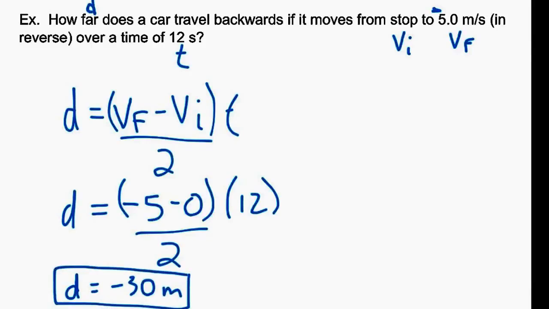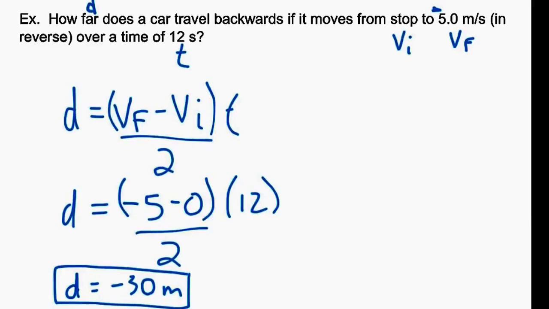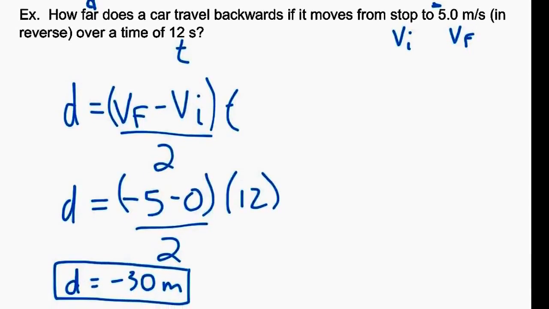Does it make sense that our distance is negative? Sure. The car was traveling backwards, so from where we started, we're going to be going backwards 30 meters in this case. So you can see as long as you plug the numbers in correctly in the formula, whether they're positive, negative, or whatever, the answer will take care of itself. You don't have to worry about directions and things like that.